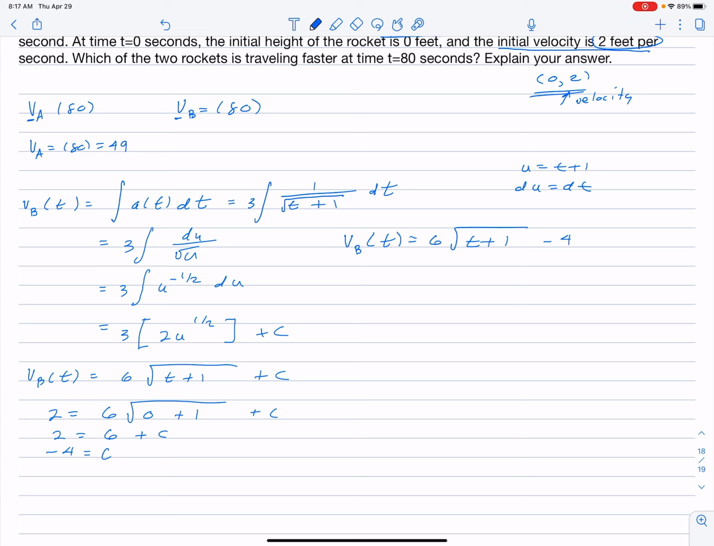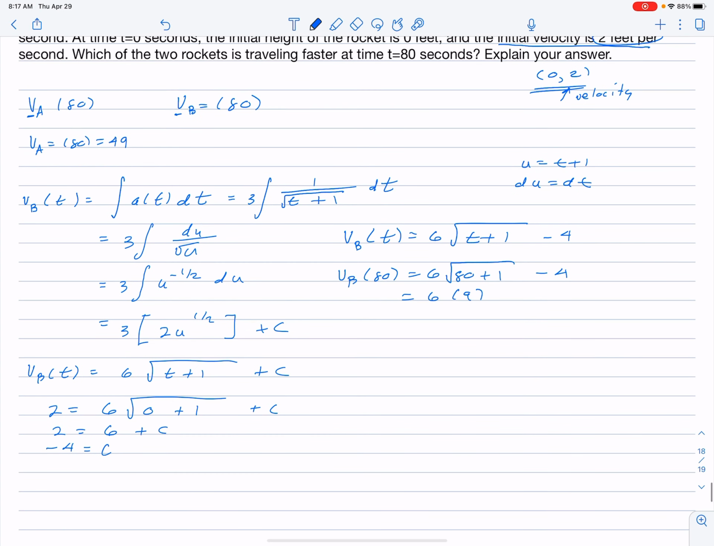Okay, so now what do we do? We evaluate this at 80, right? We want to know what its velocity is at 80, and I think you guys would agree that's going to be 6 times the square root of 80 plus 1, minus 4. The square root of 81 is 9, so 54 minus 4, so this is 50. Now look what we have. I'll summarize it: the velocity for rocket B at 80 is 50. The velocity for rocket A is 49.